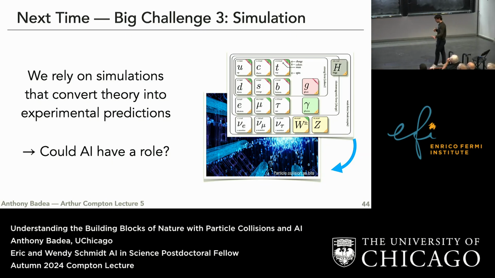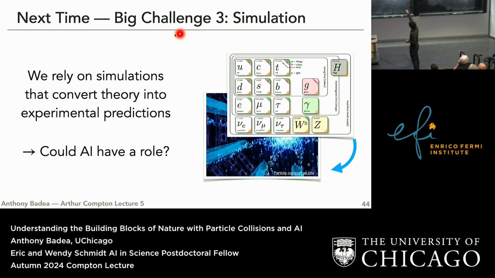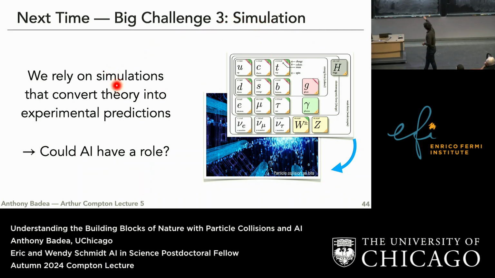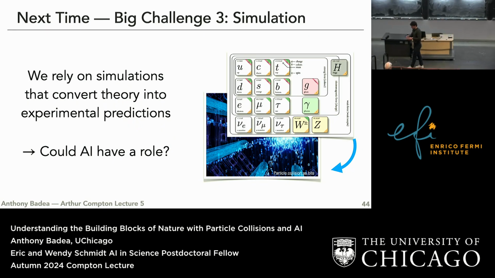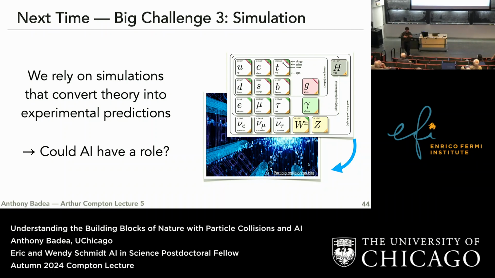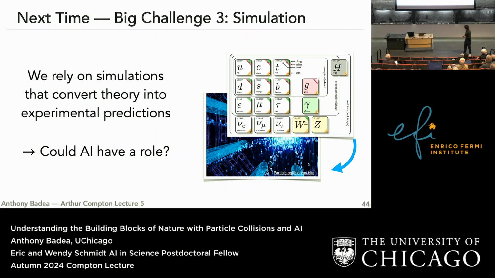We've talked a lot about theory predictions being converted into algorithms. So next time I'm going to talk about the third big challenge that I see, which is actually doing these simulations. We rely on really high fidelity, high precision conversion of our theory into detector observables. And that conversion is, you can imagine, very complex and computing intensive. The biggest issue is that as we ramp up the number of collisions, we're going to get so much data that you also need more and more simulation. So next time, we're going to talk about whether AI can have a role here.